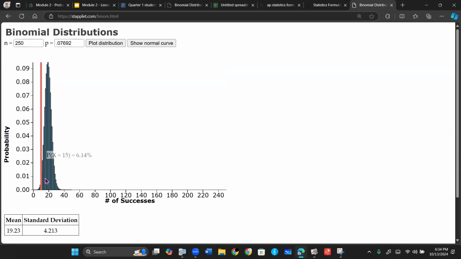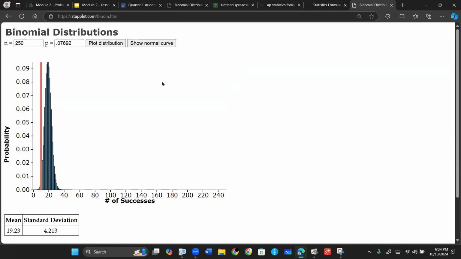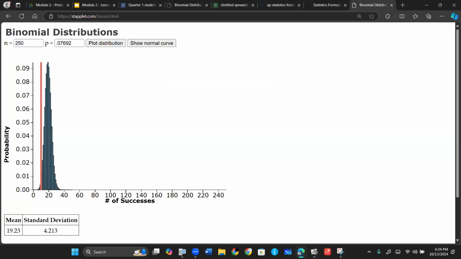So we can do different calculations on our Stapplet that our TI-84 can't do, but it'll give you the mean and standard deviation here, and that should check out what we got earlier. So let's look at what the question's asking. Plot this distribution on Stapplet and describe its shape. Well, they just want to know what kind of shape it is. Now, I would look at that and say, it looks like it's fairly symmetric.